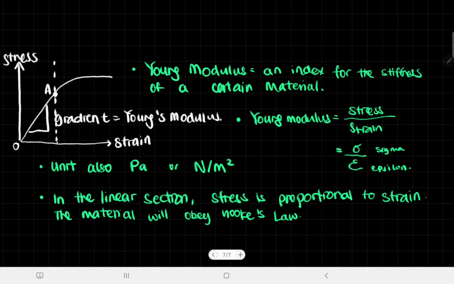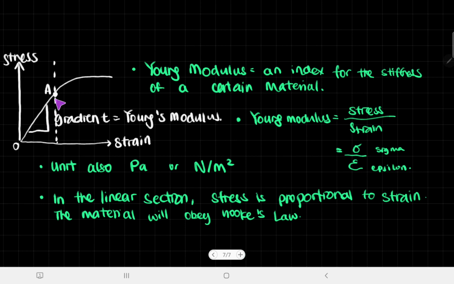The unit, on the other hand, is also pascals or newton per meter squared. You might remember that stress is pascals or newton per meter squared. Strain has no unit because it's just a ratio of extension to original length, and therefore we just take the unit as pascals or newton per meter squared.